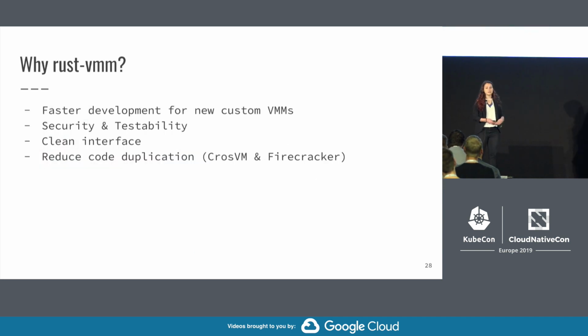Now, let's see why we decided to start Rust-VMM. The first reason is to reduce code duplication. There are already two virtual machine monitors that are written in Rust. One of them is CrossVM, which is providing isolation for applications in Chrome OS. And then we have Firecracker, which provides isolation for multi-tenant workloads in the cloud. That will be AWS Lambda and AWS Fargate today.